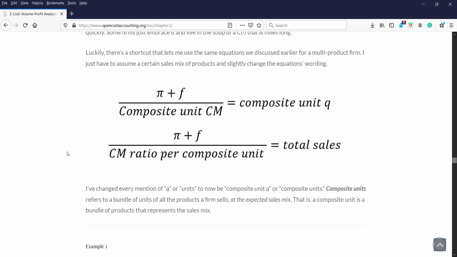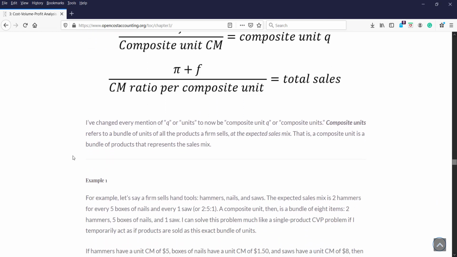Now, what do I mean by composite unit? What I mean is, because we're a multi-product firm, often what we'll do to make this analysis simpler is we'll say we have a certain bundle of units that we sell. We have a sales mix that we're going to expect, and if I were mean, I would say, here's the sales mix right now. We're also going to vary it in the future, and now you should do the composite unit analysis based on that. But I'm not that mean. I'm mean, but not that mean.